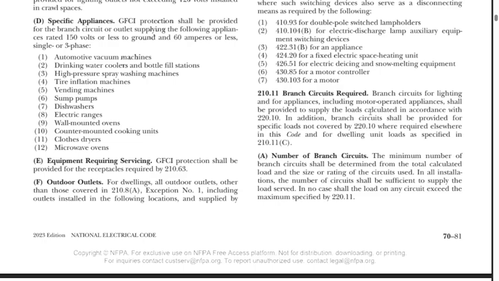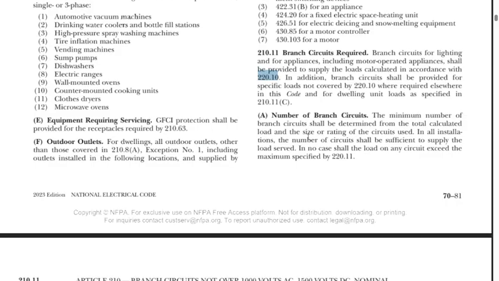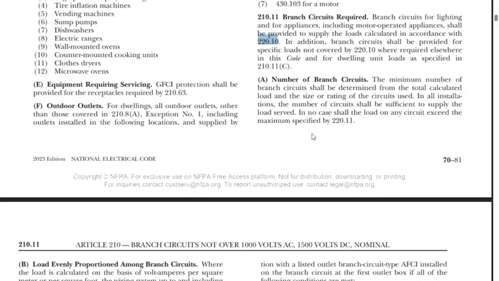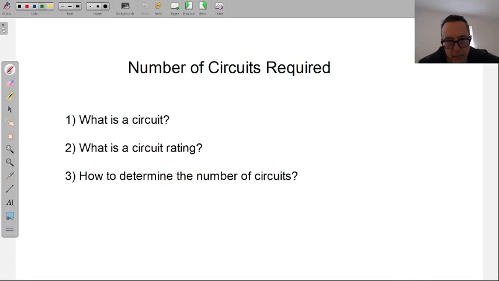In addition, branch circuits shall be provided for specific loads not covered in 220.10. So here's what I want you guys to do over today to tomorrow, is go take a look at Article 220.10, and give that a read. But what ultimately this is all going to boil down to is the number of branch circuits required in a house. Okay? And like I said, this is the beginning of a much bigger conversation. So we'll talk about these tomorrow.